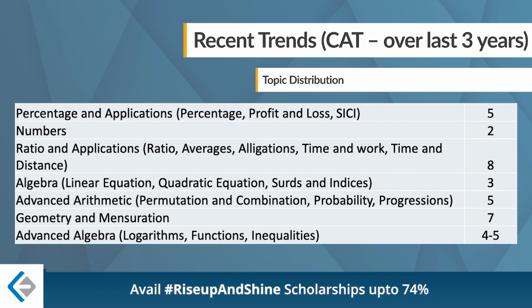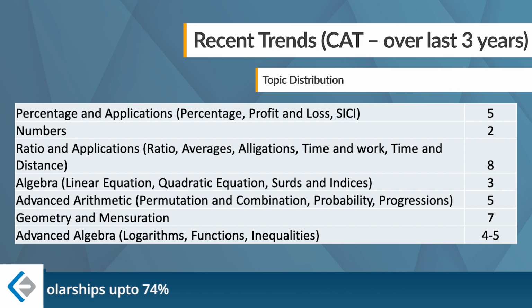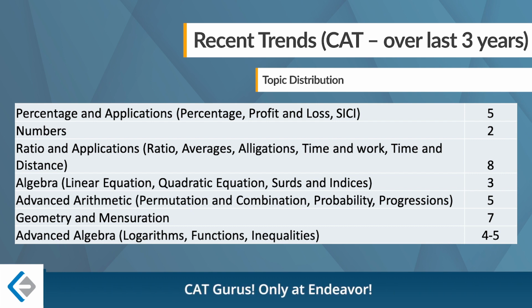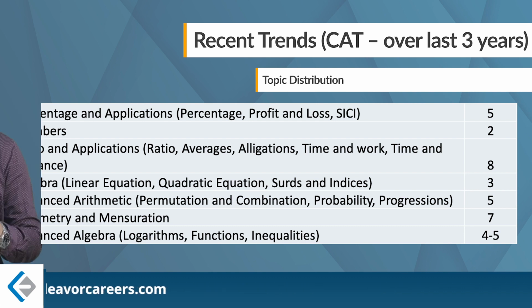an average. Then if you will come to advanced arithmetic, which includes permutation, combination, probability and progression, there were on an average 5 questions out of 34 questions in the section. Geometry and mensuration were somewhere around 7 to 8 questions on an average, and followed by advanced algebra, which is functions, inequalities and progression, were in the range of 4 to 5 questions on an average.